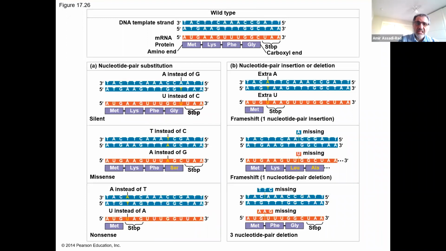Here they are. That's what I was waiting for. This is the polypeptide, and these are examples of a silent, and missense, and then what else? What else do we have? Nonsense and frameshift. Okay, study these things a little bit. Another example of frameshift, and then three nucleotide pair codons missing.